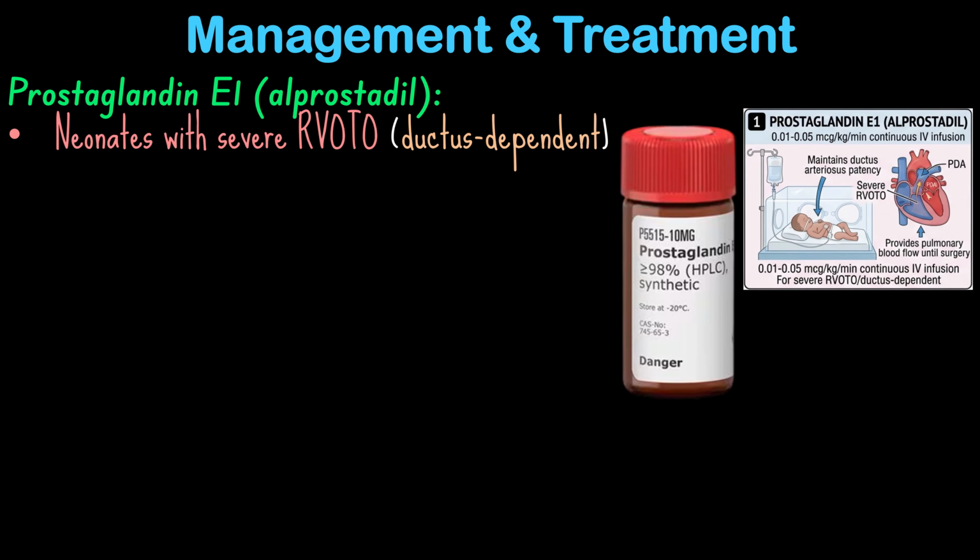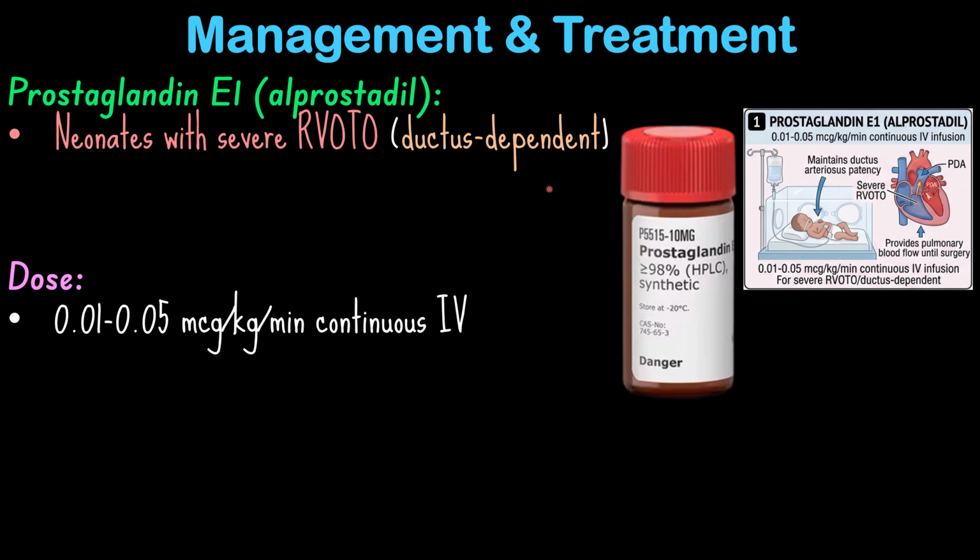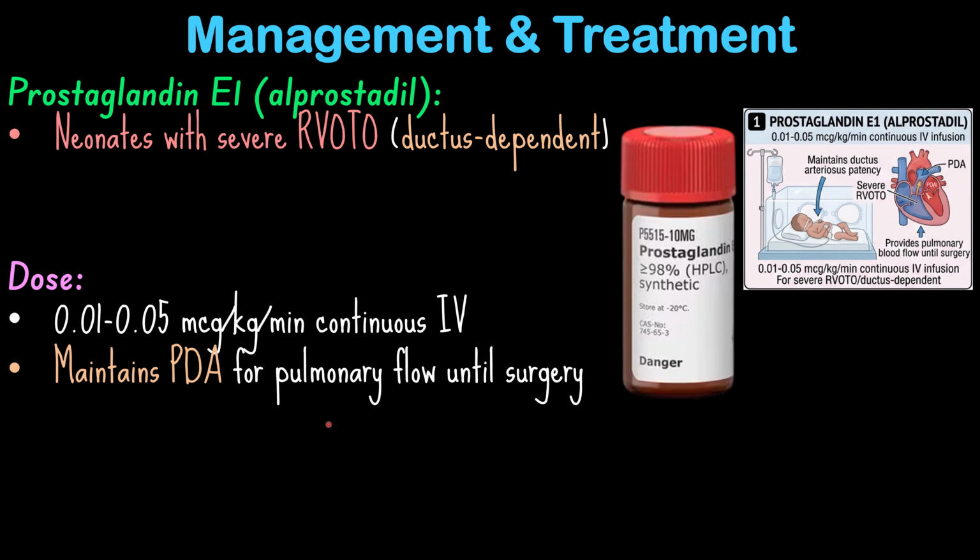Management and treatment begin with prostaglandin E1, also called alprostadil, for neonates with severe obstruction who are ductus dependent. The dose is 0.01 to 0.05 micrograms per kilogram per minute as a continuous intravenous infusion. This keeps the ductus arteriosus open, providing pulmonary blood flow until surgery can be performed.